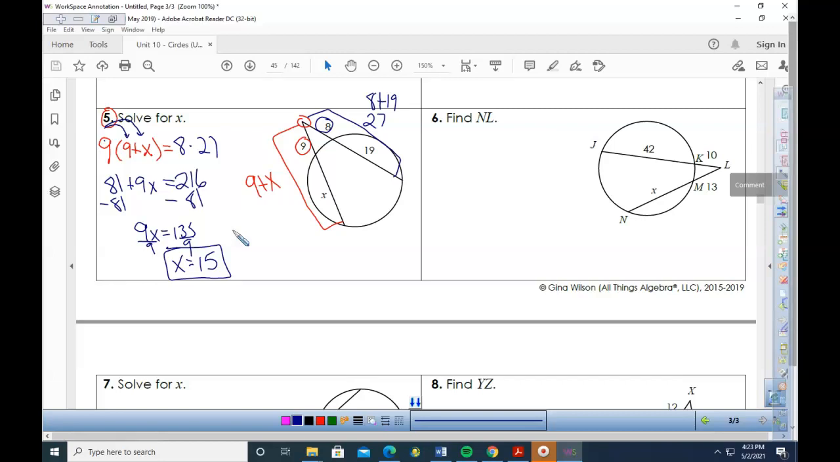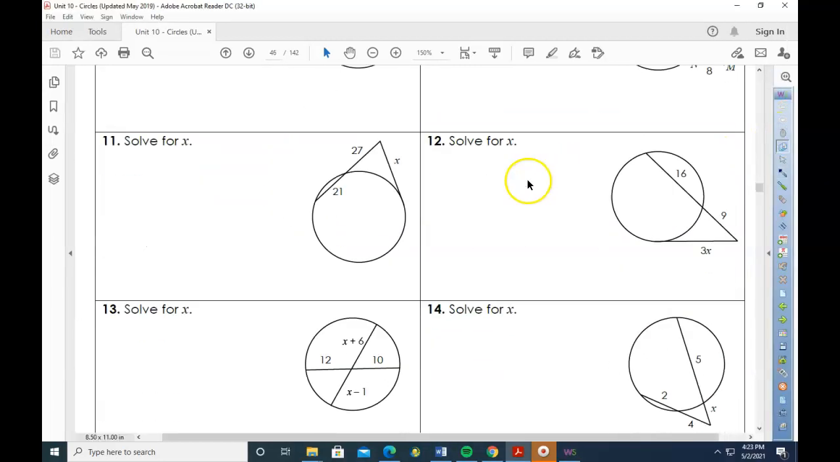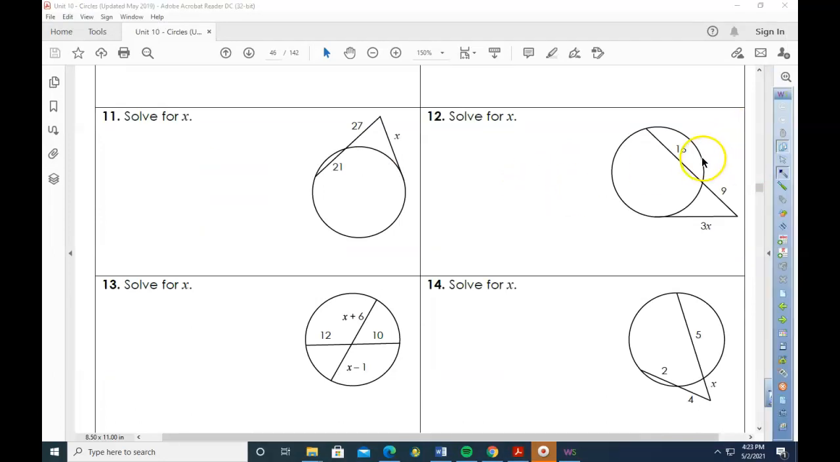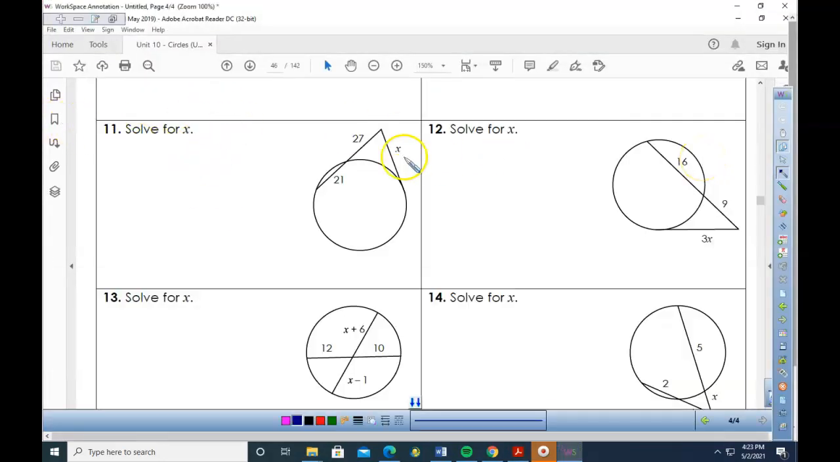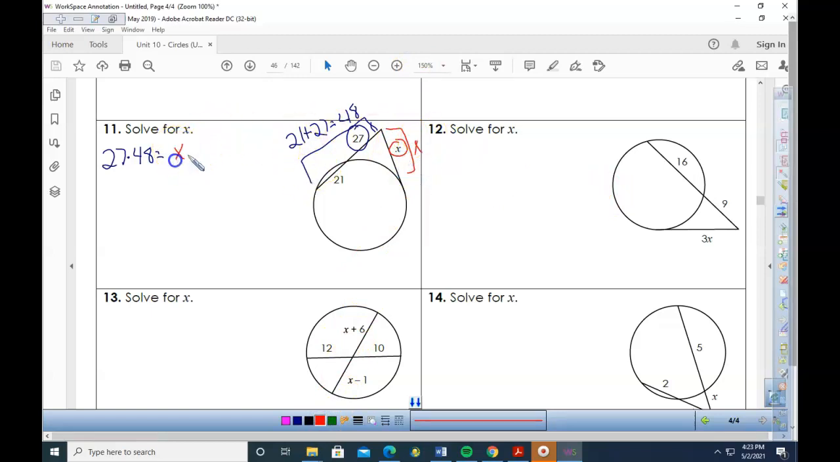Let's go to number 11. Again, the angle's on the outside for number 11. So I'm going to do 27 times this whole length, which should be 21 plus 27, which is 48. So I do 27 times 48 equals. Now on the other side, I do x times the whole length, which is still x. So I get x times x.